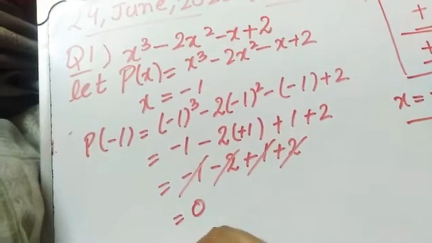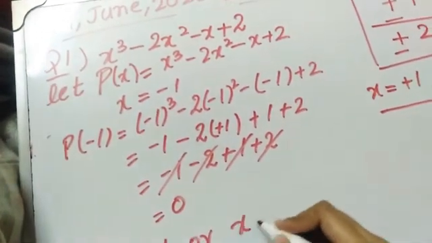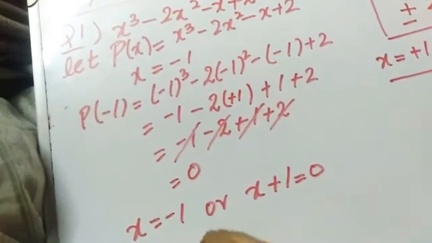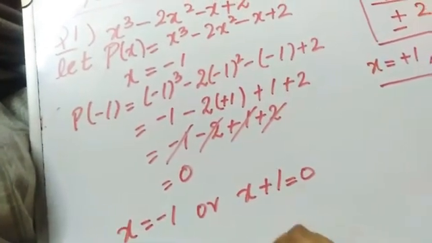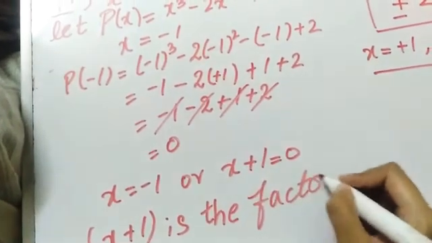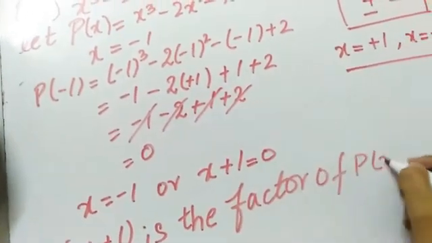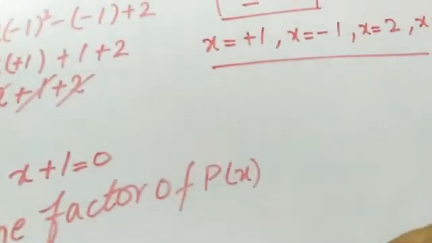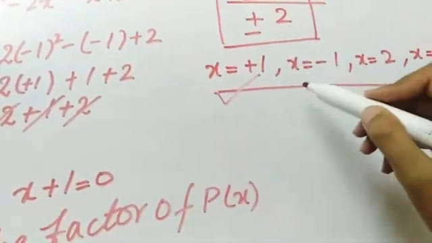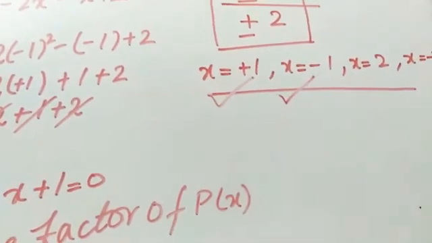So x equals minus 1, or x plus 1 equals 0. So x plus 1 is the factor of p of x. And x minus 1 is also the factor of p of x.